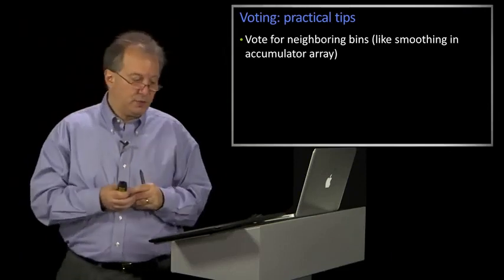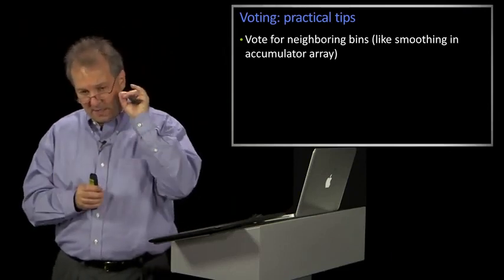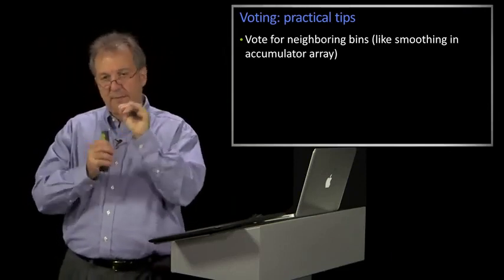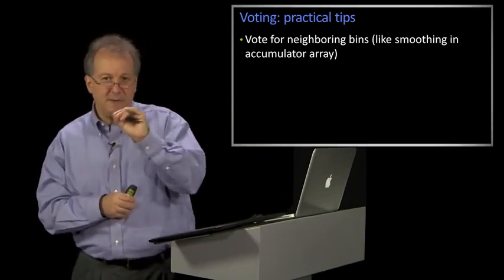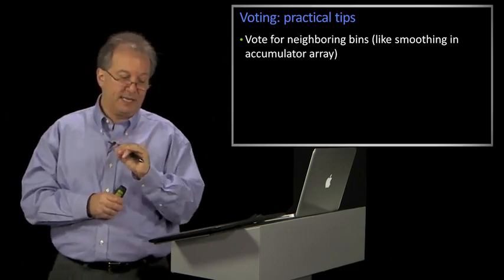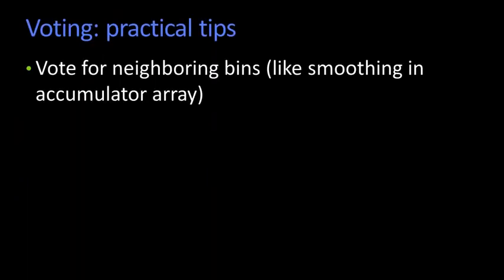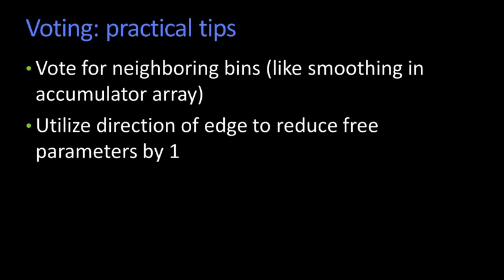There are other things you can do. You can say, well, I'm going to take my point and vote for the bin, but maybe I'll also vote for bins nearby, because maybe I'm not exactly where I need to be. It's a little bit like smoothing in the accumulator array. That actually can help. Using the gradient or the edge direction reduces the degrees of freedom of your voting by one, and sometimes that's very useful.